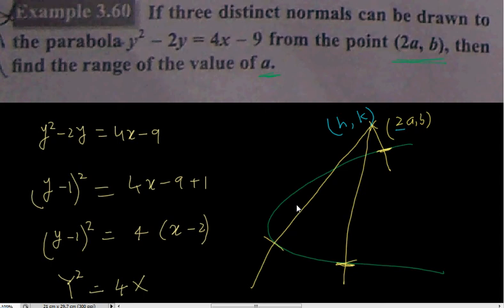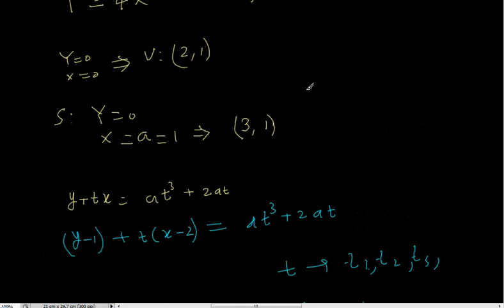Hello, welcome back. In the last video, we found out the range of A such that if you draw normals from the point (2A, B), we will get three normals. Meaning, in order to draw 3 normals from the point (2A, B), what would be the range of A? This is what we derived in the last video, but there is a little correction there.